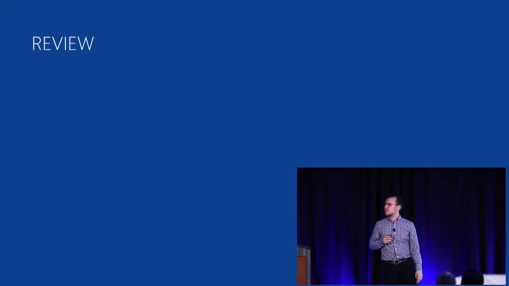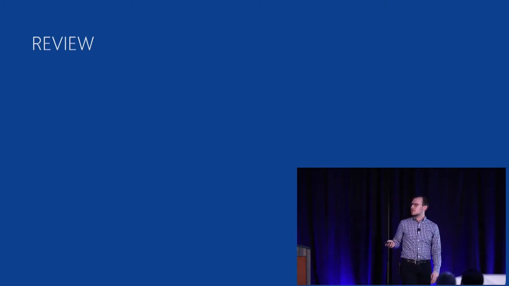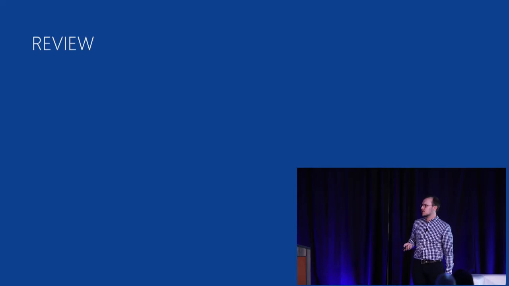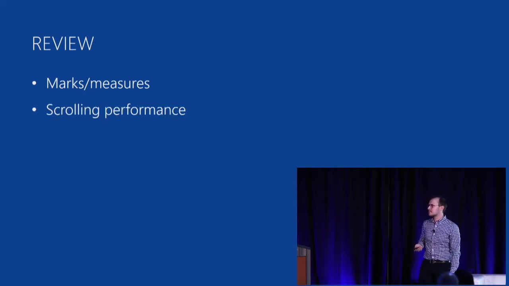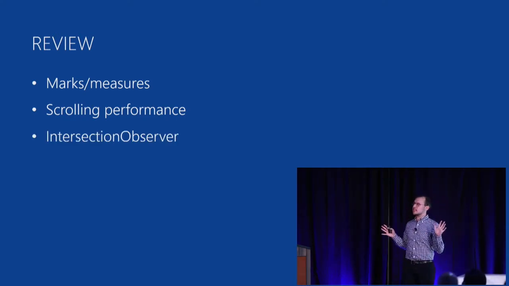So, wrapping this up, I've covered three major ideas to illustrate how you might think about performance, how you might analyze your website and apply the right solution. The first is marks and measures: defining your own vocabulary for the performance of your website, and laying that on top of the information the browser gives you. Second, scrolling performance: understanding that the web is fundamentally multi-threaded, and trying to avoid blocking that thread. And then Intersection Observer, an enormously useful API for working with two boxes and how they might be interacting with each other.